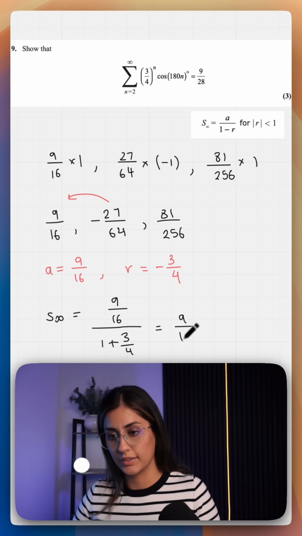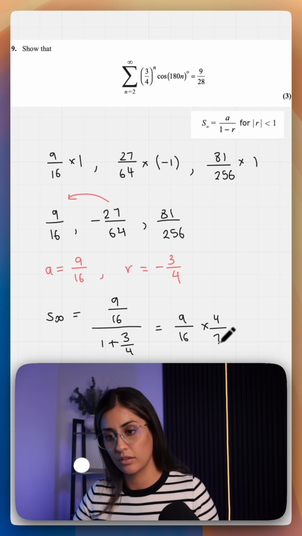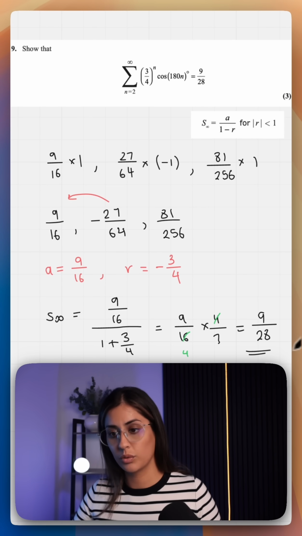So let's plug everything in, which is 9 over 16 divided by 7 over 4, so we times by 4 over 7. These two cancel out, so that gives 9 over 28, which is our answer.